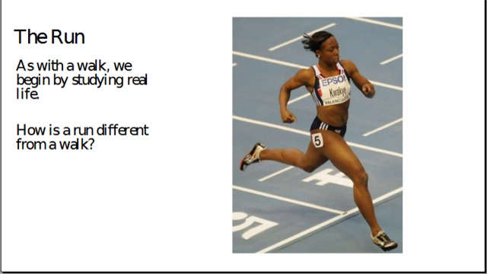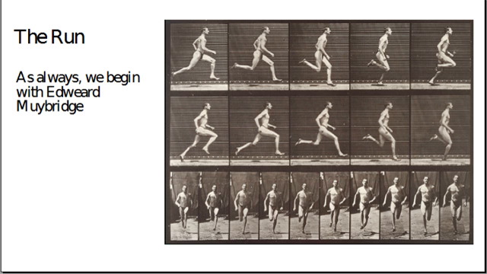We want to study live action. And the first question we want to ask is, how is a run different from a walk? One of the best places to go and find an answer to this question is Muybridge, Edward Muybridge, who you're already familiar with from watching the other videos, the 19th century English photographer who lived in California and pioneered stop motion photography. And his material is still incredibly useful today.